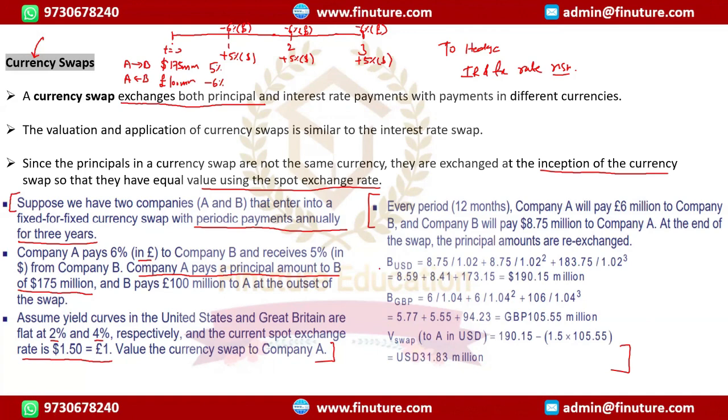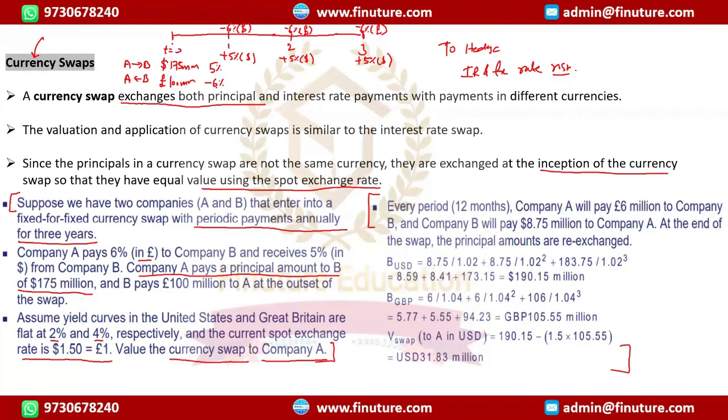Is the structure clear largely, or any doubt with the structure? Then we can touch upon the calculation. We want to calculate the value of a cross currency swap from company A's point of view. A has paid 175 million dollars and they are receiving coupon 5%. So we have to calculate what would be the value of this cross currency interest rate swap.